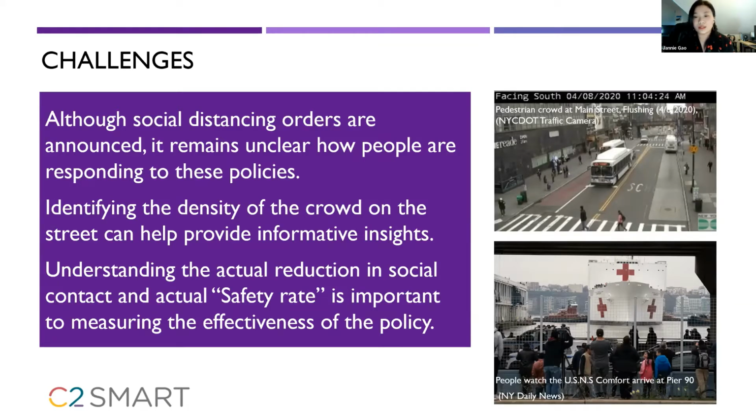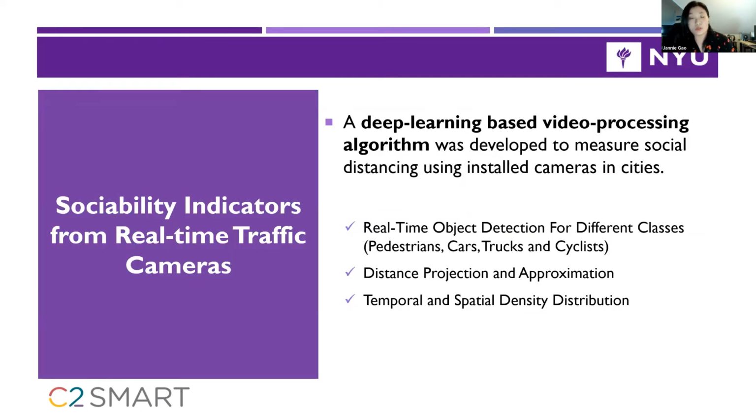And motivated by this, we developed a deep learning-based video processing algorithm. This uses computer vision techniques to measure social distancing using already installed cameras in the cities. By doing that, we're able to do real-time object detection for different classes, including pedestrians, cars, trucks, buses, and cyclists. We also developed a reference-free distance projection and approximation method. Using that method, we're able to estimate the distance between a pair of pedestrians, and then quantify that information to see if they're less than 6 feet apart or not.